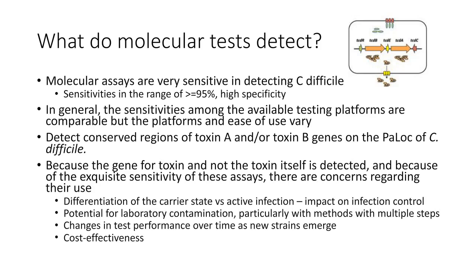They detect the conserved regions of toxin A and/or toxin B genes on the padlock of the C. difficile. Because the gene for toxin and not the toxin itself is being detected, and because these assays are so sensitive, there are concerns regarding their use. Differentiation of the carrier state versus active infection and their impact on infection control. Potential for laboratory contamination, particularly with methods that require multiple steps. Changes in test performance over time as new strains emerge. Are those assays still able to detect the C. difficile strain that is circulating in your community? And also, are these tests cost effective?